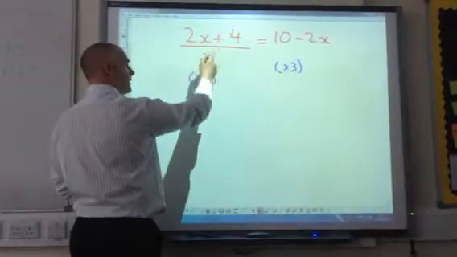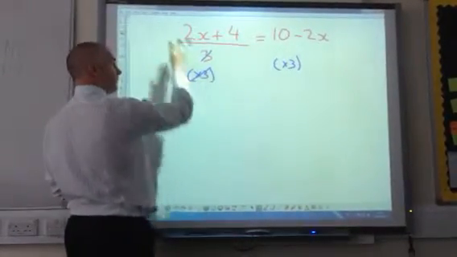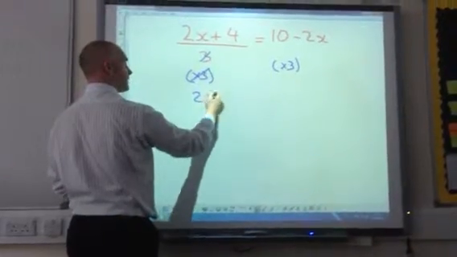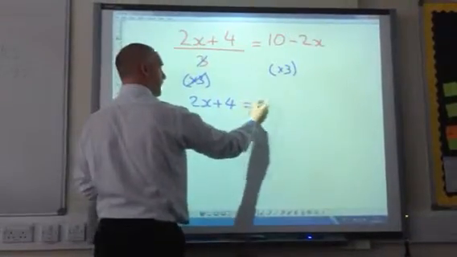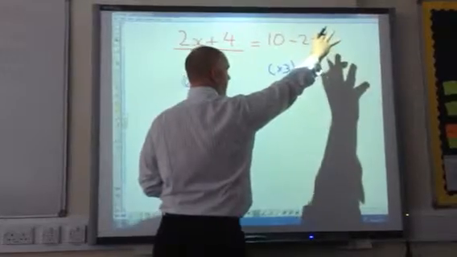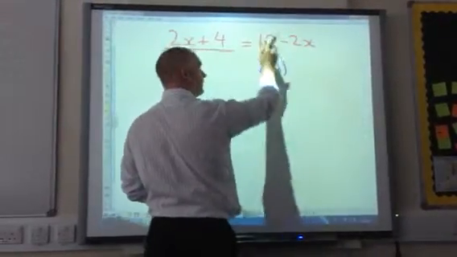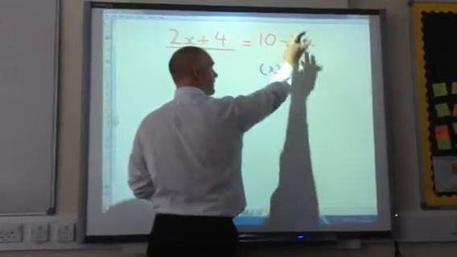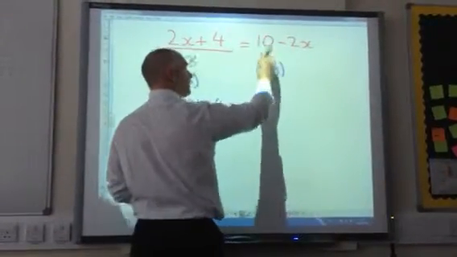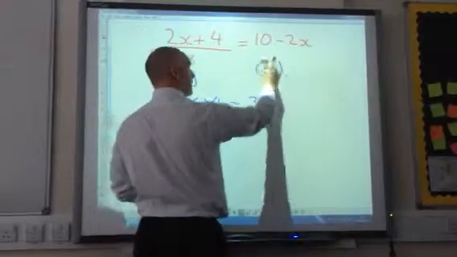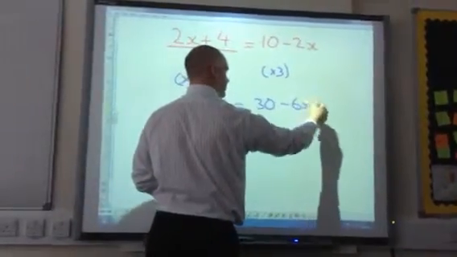When I divide by 3 and then times by 3, I get 1. So it's one lot of that, which is 2x plus 4. I'm timesing this lot by 3. Well, I don't just want to times a bit of it by 3, I want to times all of it by 3. So I'm going to do 3 lots of the 10 and 3 lots of the minus 2x. 3 lots of 10 is 30, and 3 lots of minus 2x is minus 6x.